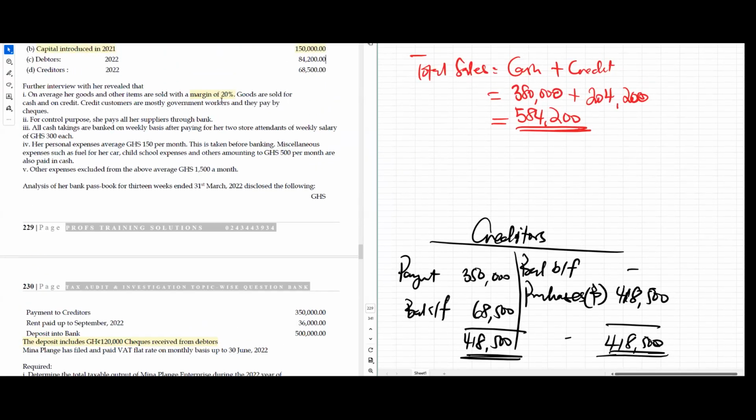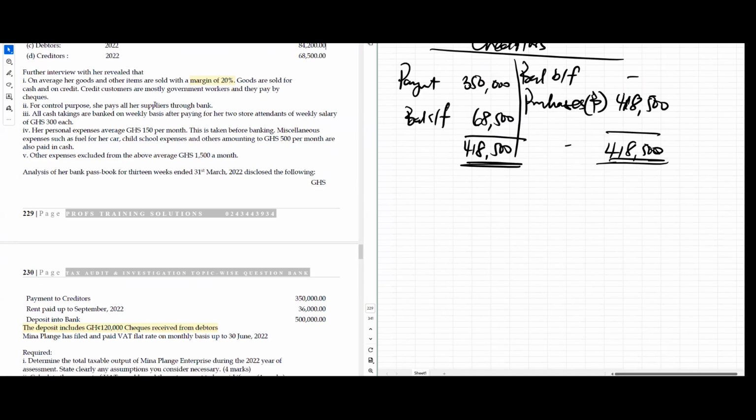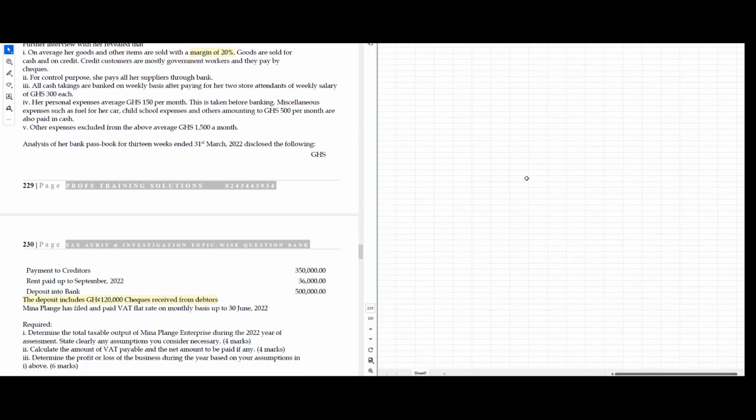So it's not necessary using this. On the average, other items are sold with a margin of 20. It's not really important because we've gotten the sales and purchases already. So we don't really need it. So all we need to do is get our sales minus cost of sales, then the expenses. So let's start getting her savings, drawings or expenses for the period, right? So what expenses does she have? They said, well, all cash takings are banked on a weekly basis after paying for her two store attendants' salary of 300.